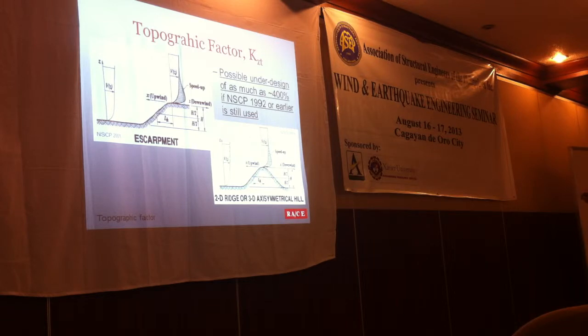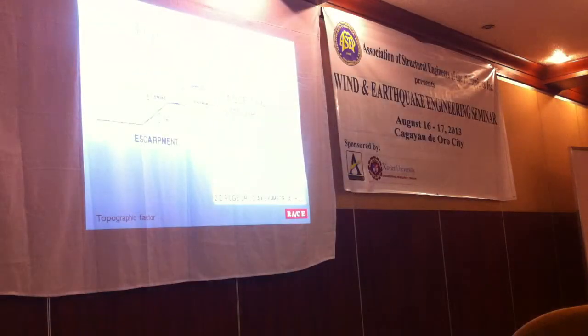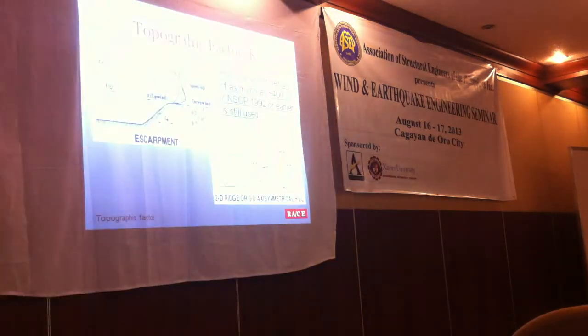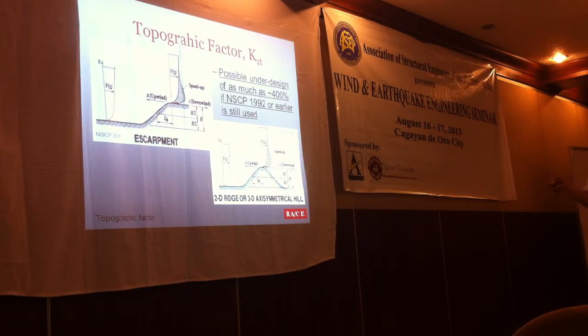And then the topographic factor. If you have used NSCP 1992 or earlier, the so-called topographic factor wasn't there yet. Basically, if you have, let's say, an escarpment, like a cliff, and you're considering wind coming from the cliff, the speed increases, the wind speeds up as it goes up that slope. The same goes if you have a ridge or hill. Actually, I know of a structure on top of a hill, designed according to NSCP 1992, that collapsed. I think it's because NSCP 1992 and earlier didn't yet consider this topographic factor. So it's very important to consider this if the topography around your site is not flat.